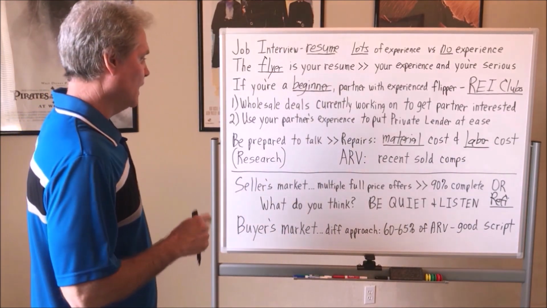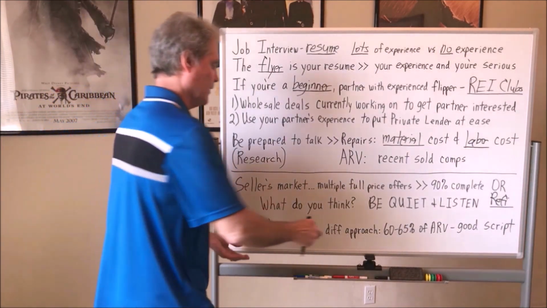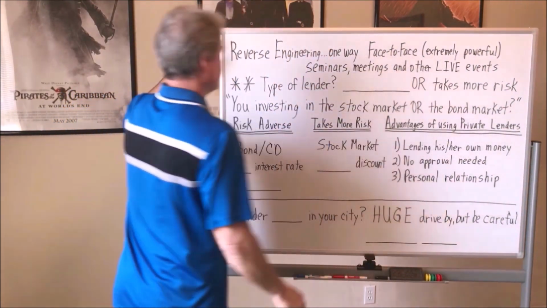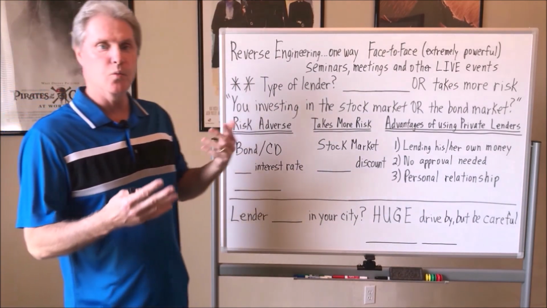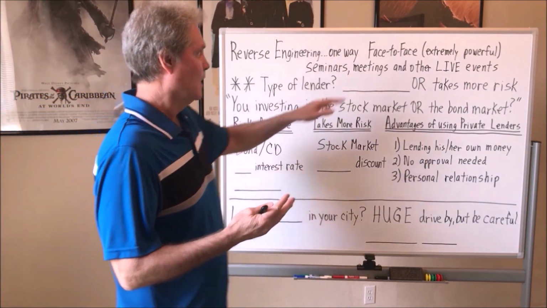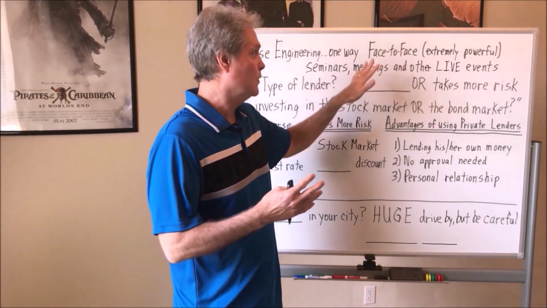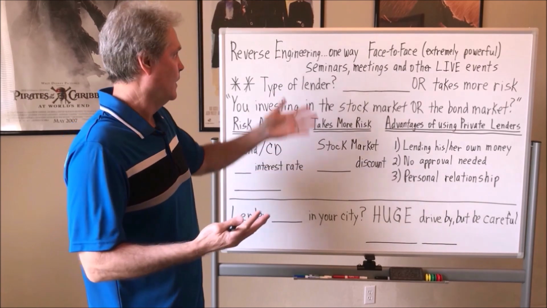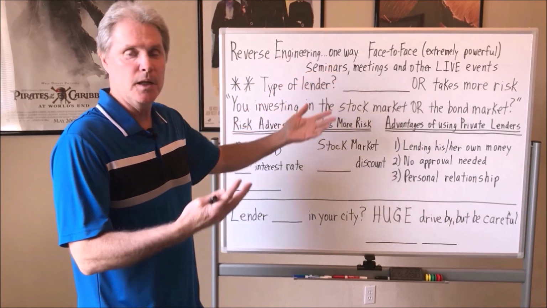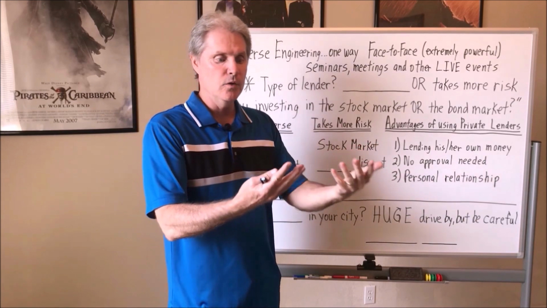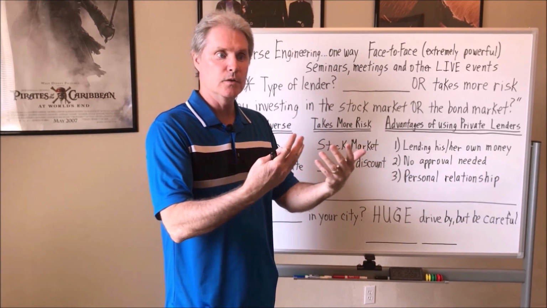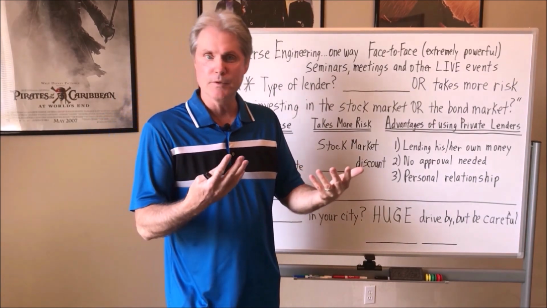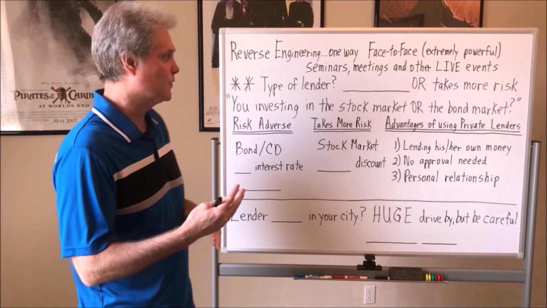All right, so let's get into how you know what type of lender you're dealing with. Reverse engineering is just one way to find private lenders. We also go face to face, and when you get face to face with a private lender, that's extremely powerful. We get face to face at seminars, meetings, and other live events, and you can read each other. You can see each other's facial expressions. It's just more of a warm and intimate type scenario. So face-to-face is really good.